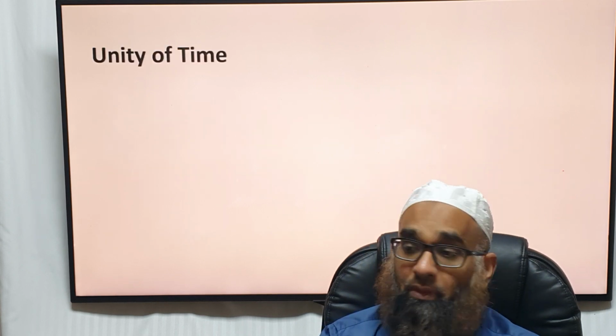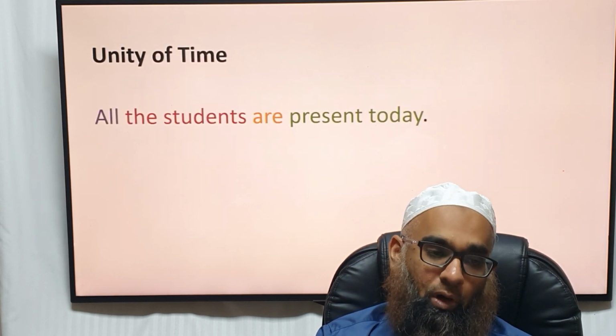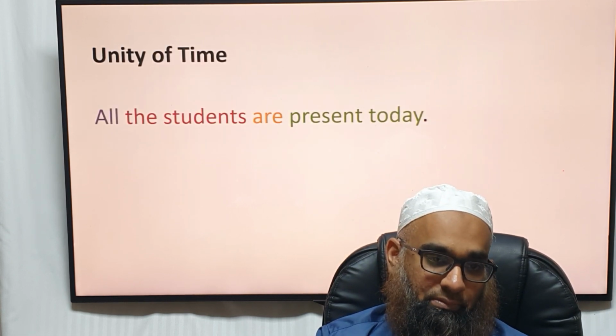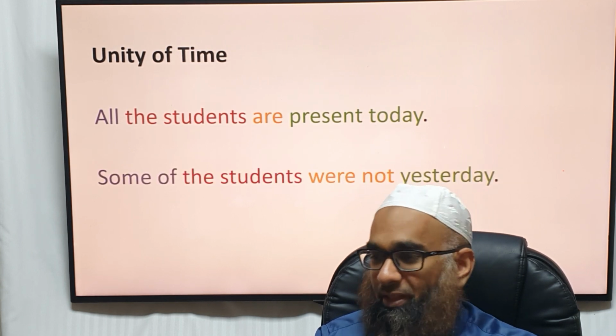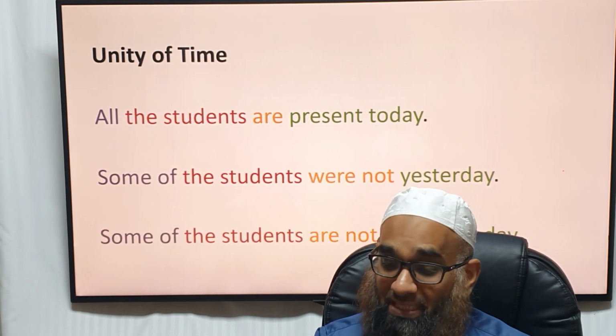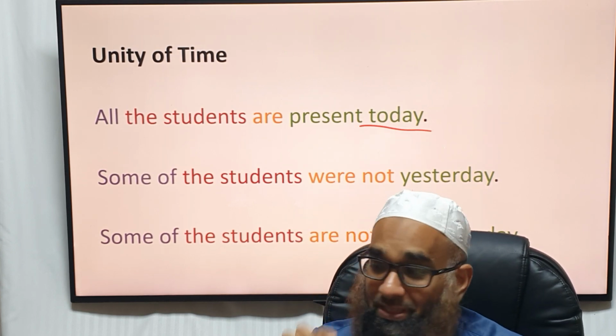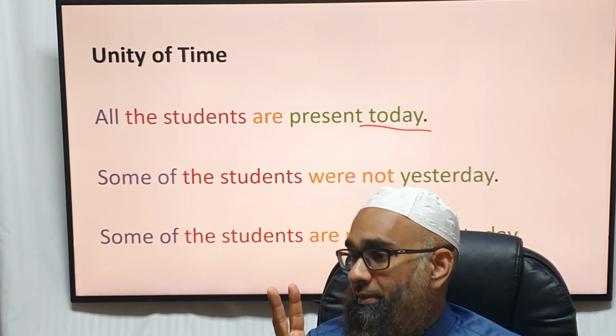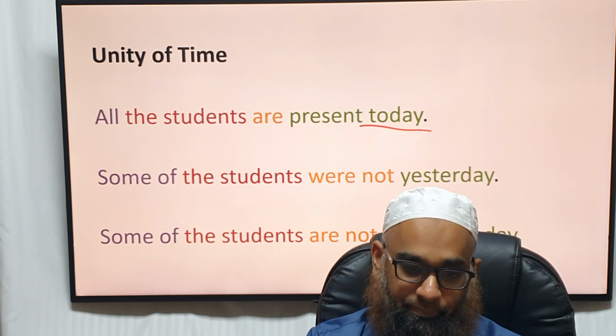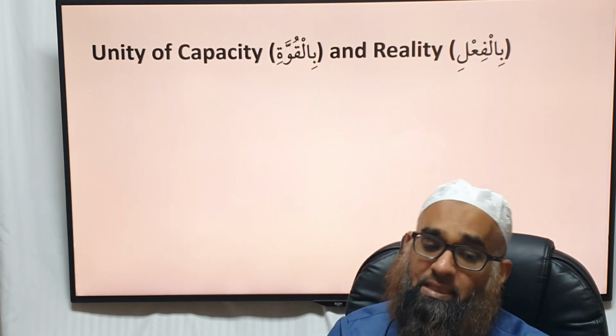contradiction. Unity of time. All the students are present. All the students were not present. Like I said it today. The real contradiction is when it's the same time. This is today. This is today. And if they're both contradictory at the same time, then you get a contradiction. If it's different, then it's not a contradiction. Okay? This is a bit different.